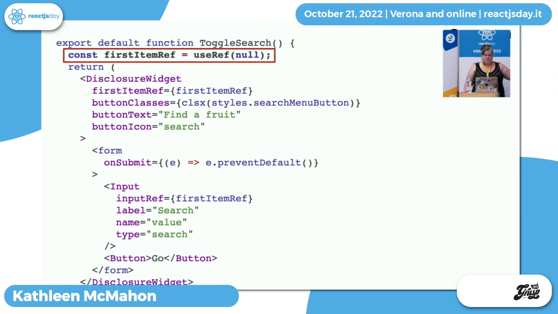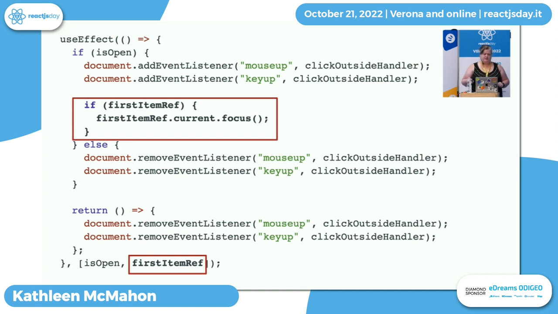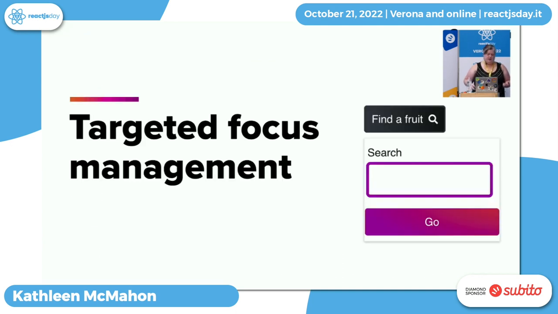What we're going to do is use the useRef hook to create a DOM reference to our inputs, and this will allow us to do that targeted focus management. We're going to create a variable called firstItemRef, use the useRef hook, and initialize it to null. And we'll pass that firstItemRef to the disclosure widget prop and to our input component's inputRef. Then in our disclosure widget useEffect, in that first isOpen if statement, we're going to put a nested if statement checking if that firstItemRef is defined, and if so, send focus to it. And then we're also going to pass that firstItemRef into the second argument to make sure we don't have component re-renders.